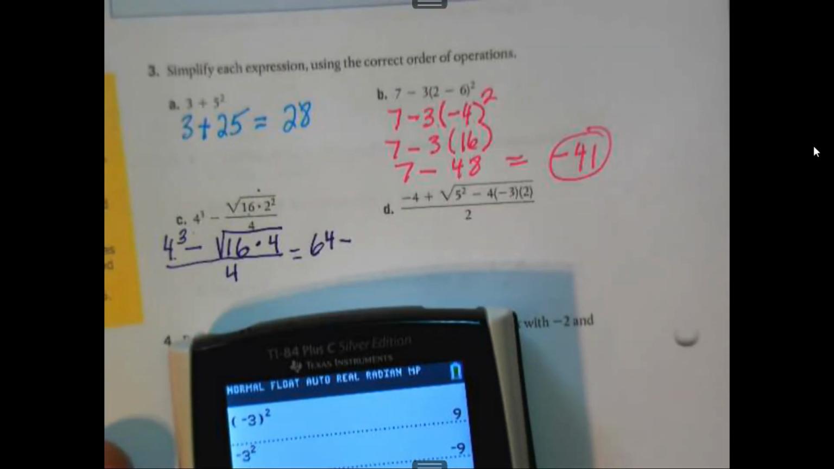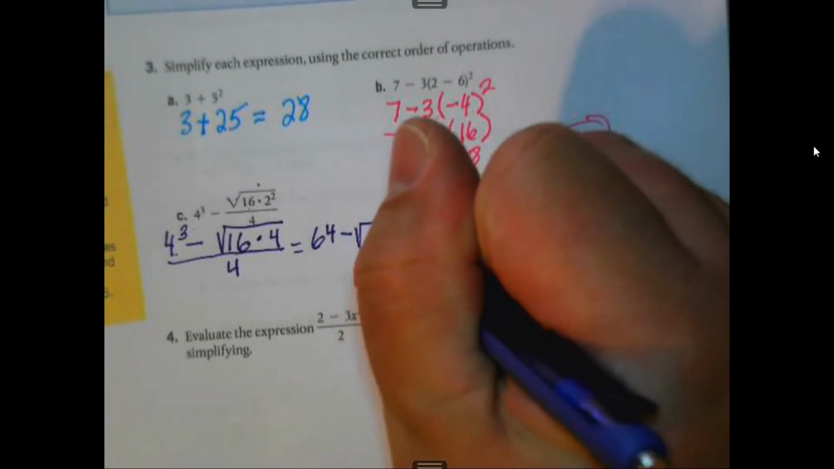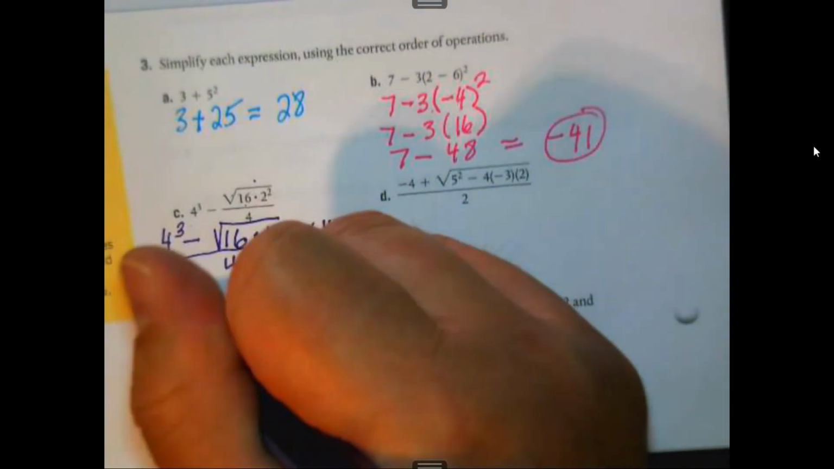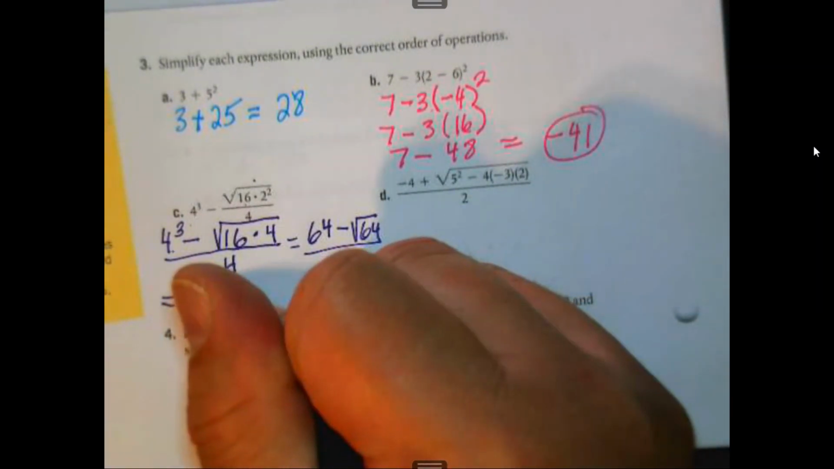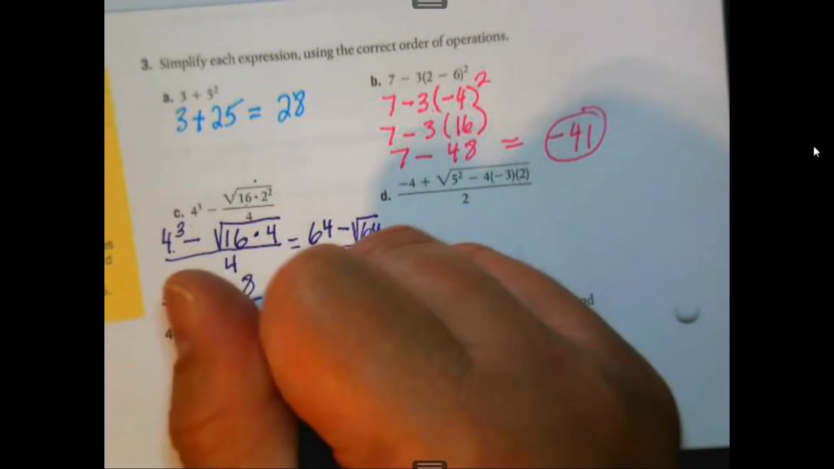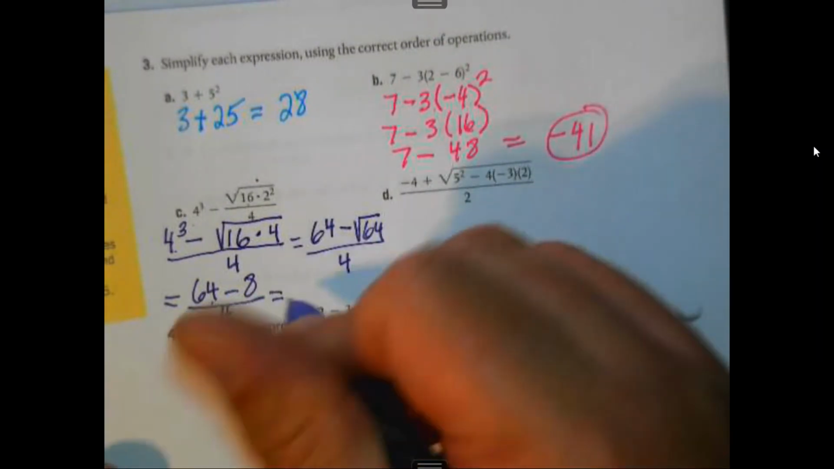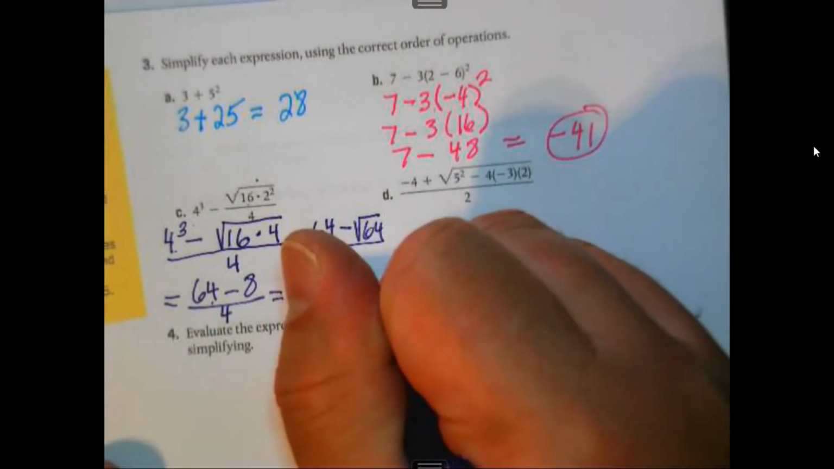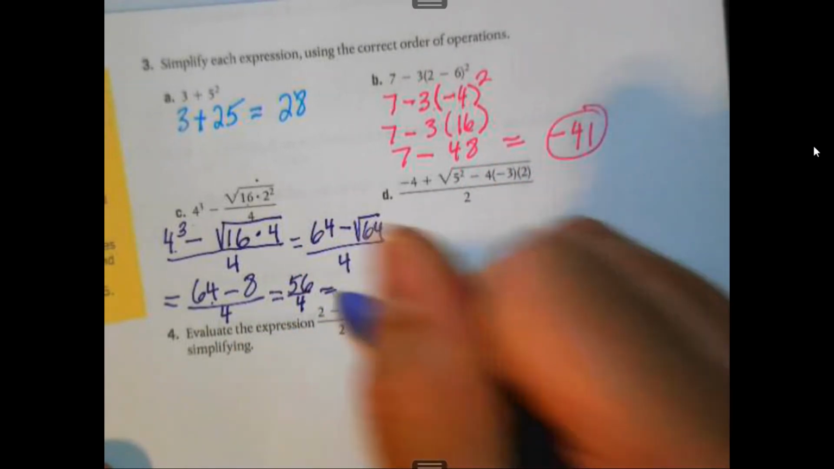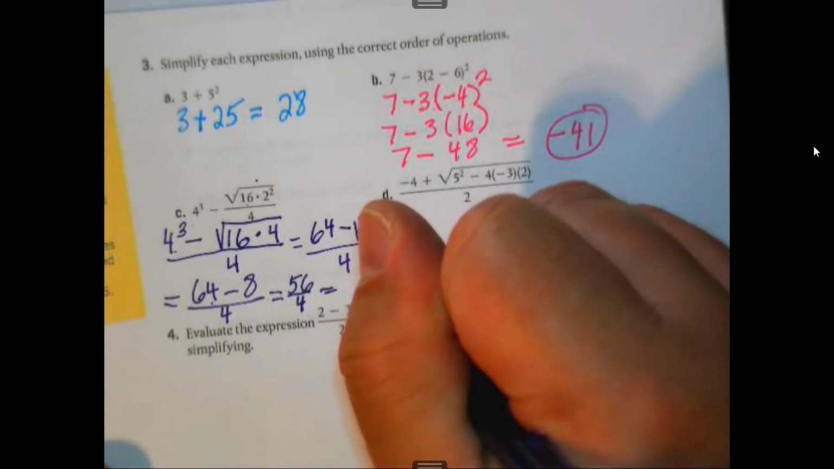And the square root of 64, I'm just going to keep it as the square root of 64 all over 4. So I have 64 minus the square root of 64, which is 8, all over 4. 64 minus 8 is 56, divided by 4.